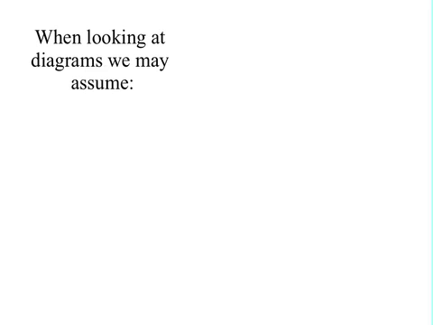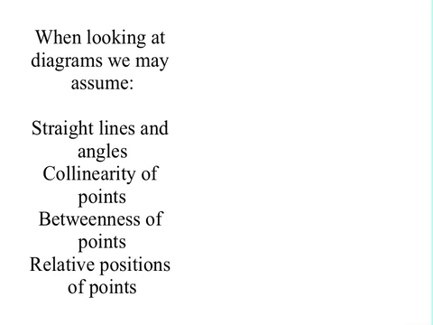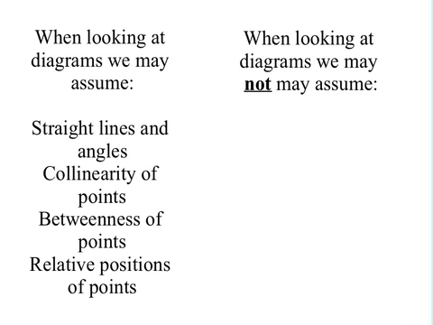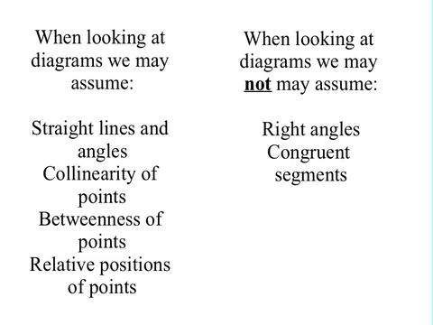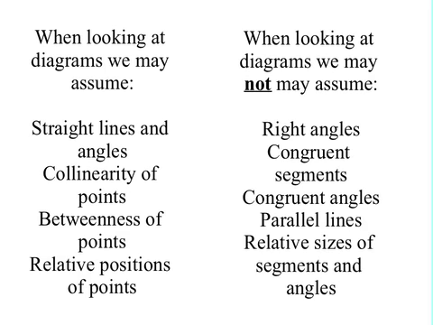When looking at diagrams, we may assume straight lines and angles, collinearity of points, betweenness of points, and relative positions of points. We may not assume right angles, congruent segments, congruent angles, parallel lines, and relative sizes of segments and angles.